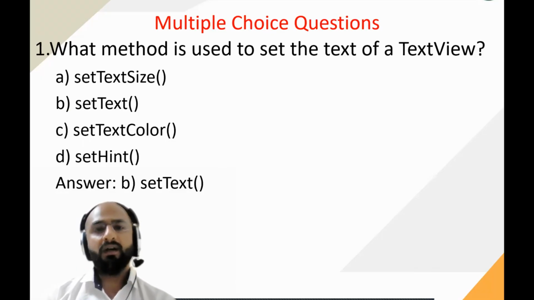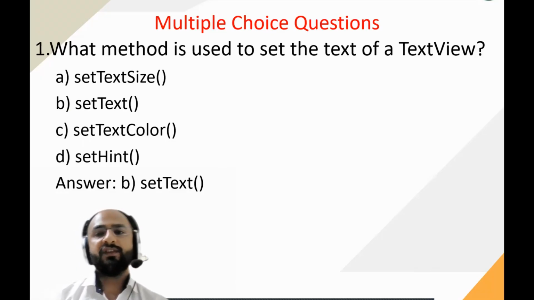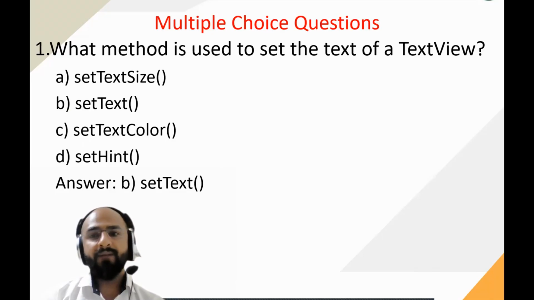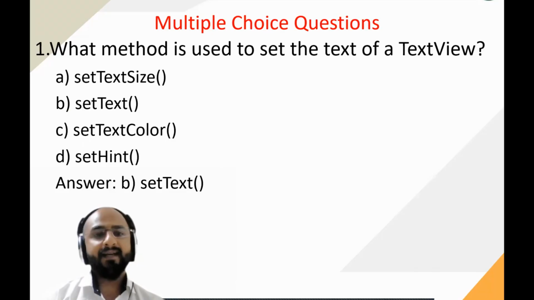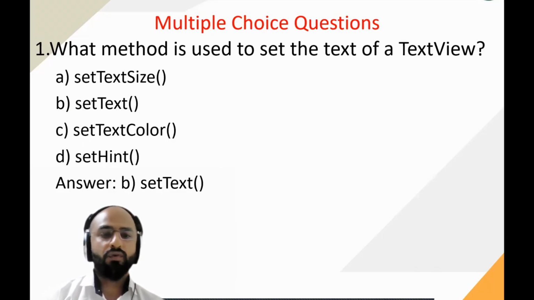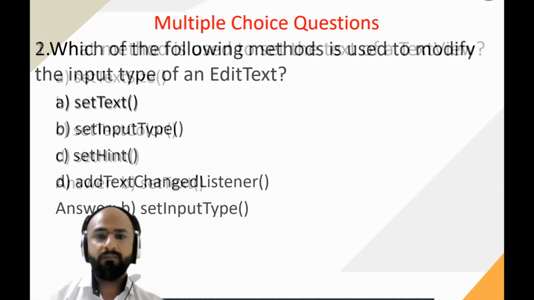Okay, let's have some multiple choice questions, MCQ. What method is used to set the text of the text view? Set text size, set text color, set hint. So the right answer is B. Set text method is used to set the value of the text view.